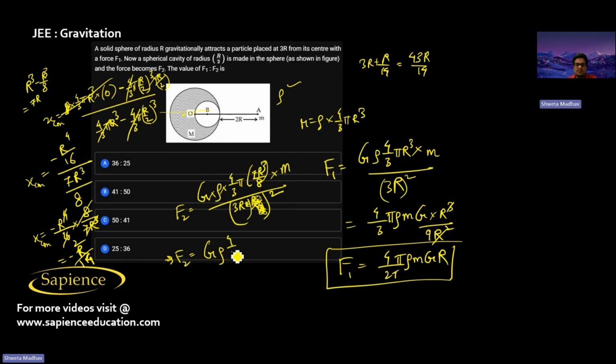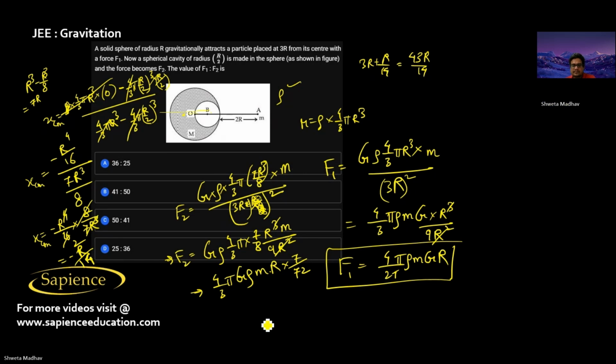This is G rho into 4 by 3 pi into 7 by 8 r cube into m by 9 r square. Cancel, so this will be 4 by 3 pi G rho m r into 7 by 8, 7 by 9 and just 72. So therefore F1 by F2 will be equal to, so this I can write 4 by 3 to 1 by 9. So F1 by F2, 4 by 3 pi G rho m r will cancel out. This will be 1 by 9 by 7 by 72, which is 72 by 9 into 7, so 8 by 7.